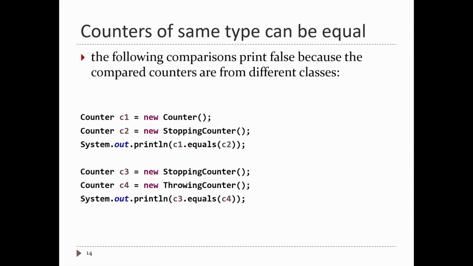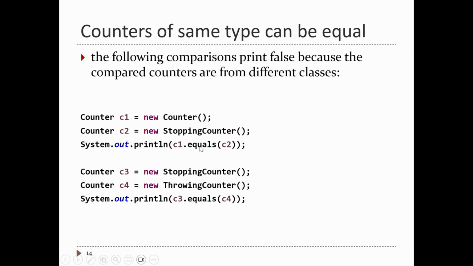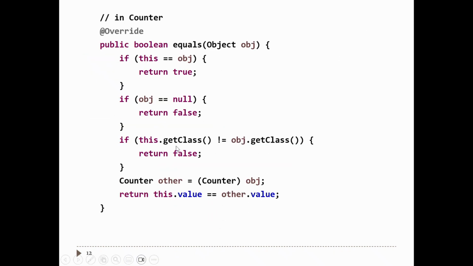But if I make a counter and a stopping counter object and try to compare them for equality, this line here immediately causes false to be returned. In this particular example, it kind of makes sense that you want to compare different kinds of counters for equality, because all you want to do is compare their value. Similarly, if we try to compare a stopping counter to a throwing counter, or the other way around, that's going to return false, again, because that condition there is true. The class of the object being used to call equals is not the same as the class being passed into the equals method as obj. So that will always return false.